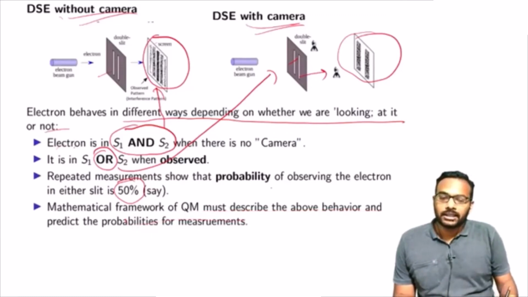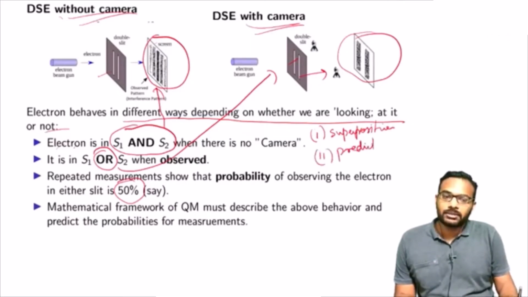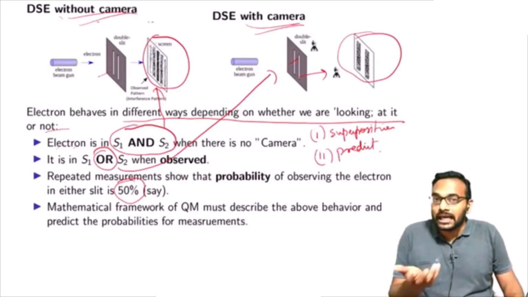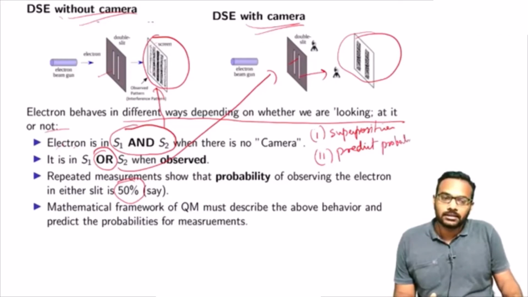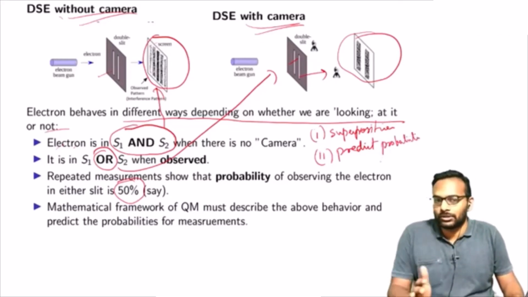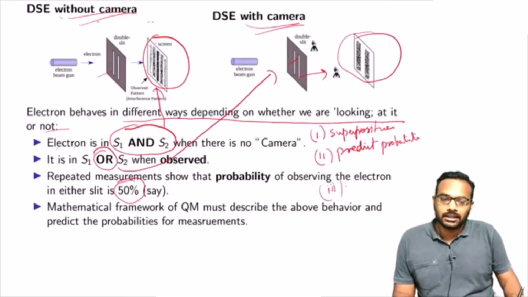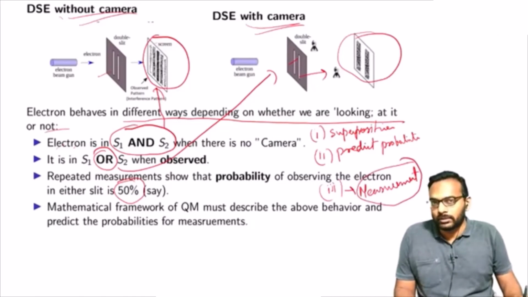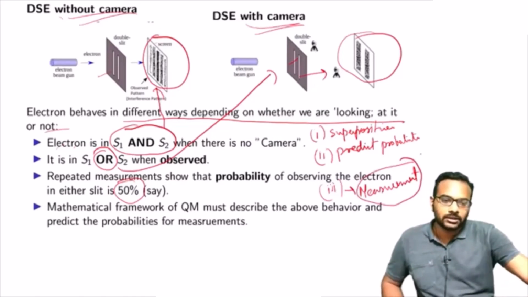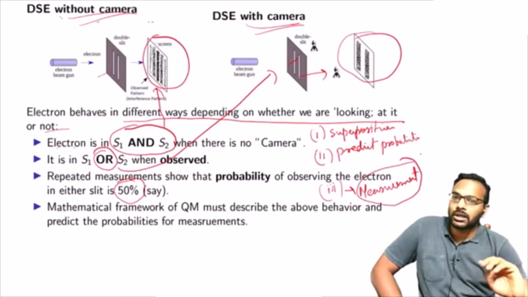Okay, so we need different things happening here. The mathematical framework needs to include superposition. It should be able to predict the probabilities. There should be something in the mathematical framework that allows us to calculate the probabilities. For example, this 50-50. The theory should predict that you get 50-50. And third, this may not be included in the mathematical framework, but it should tell us what happens when you make a measurement. When you are looking at the electron, it's never in superposition, it's always in one of the possible states. So the theory that we are trying to construct should take into account all these three things, because this is the way nature behaves.